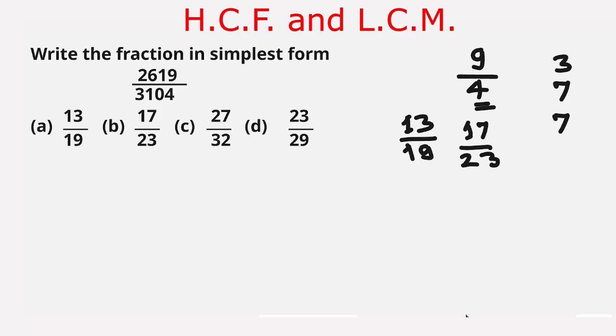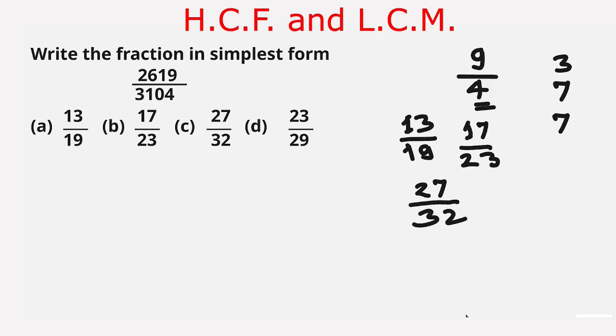Now A is not possible, B is not possible, D is not possible. Then the only option left is 27 upon 32. That must be our answer. But we will verify it. 27 upon 32. 7 times 7 is 49 and then the ones place is 9. If we multiply 2 by 7, then we get 4. So 27 upon 32 is our answer.